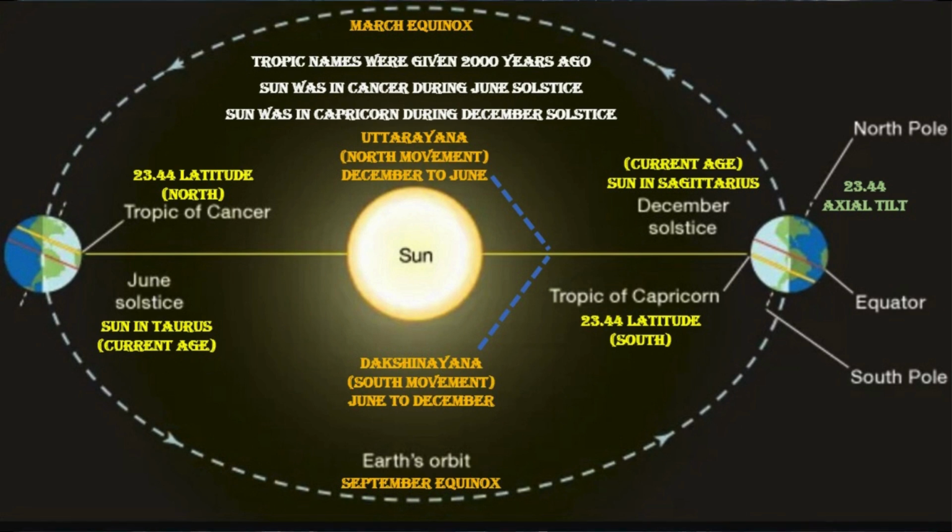In Vedic tradition, these two halves of the year are called Uttarayana, the sun's northward journey, which begins with the winter solstice, and the Dakshinayana, the southward journey, beginning with the summer solstice.